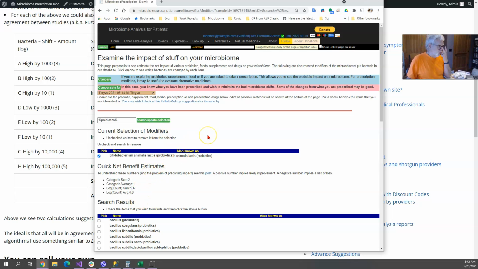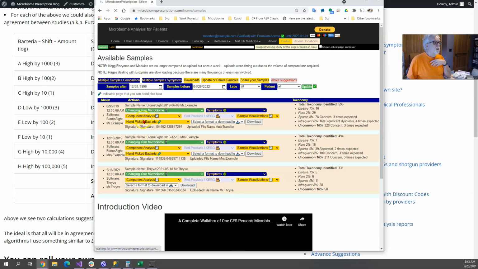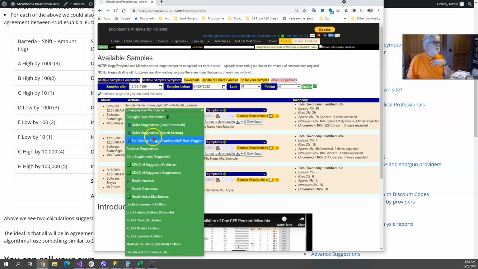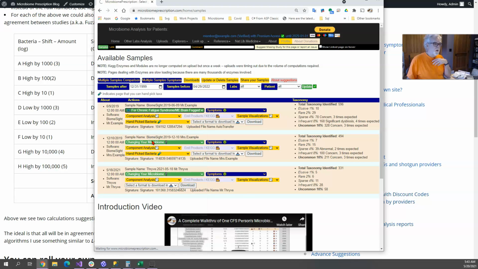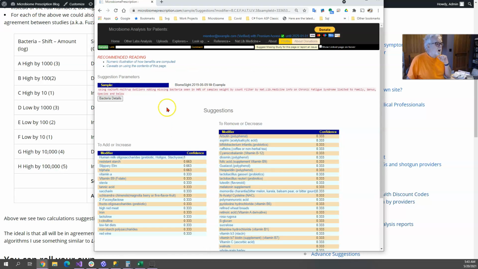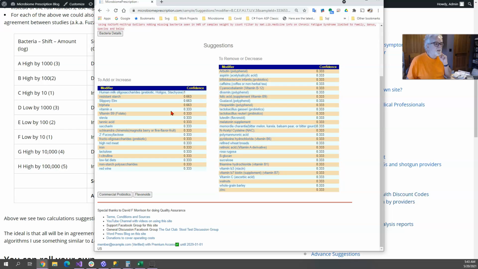Now, if we go over to the samples and take a look at MECFS, and let's see, I haven't tried this before, so we may have a... see if we have any included. No, we don't have any included there.